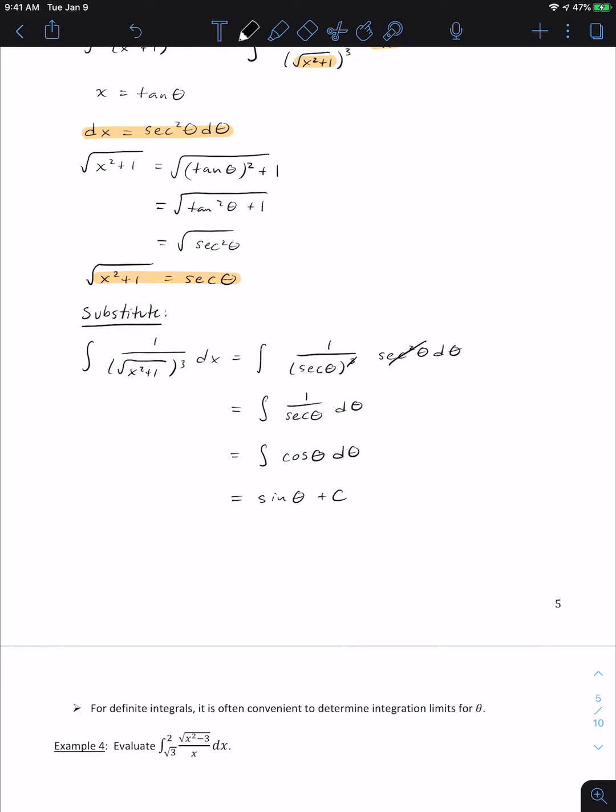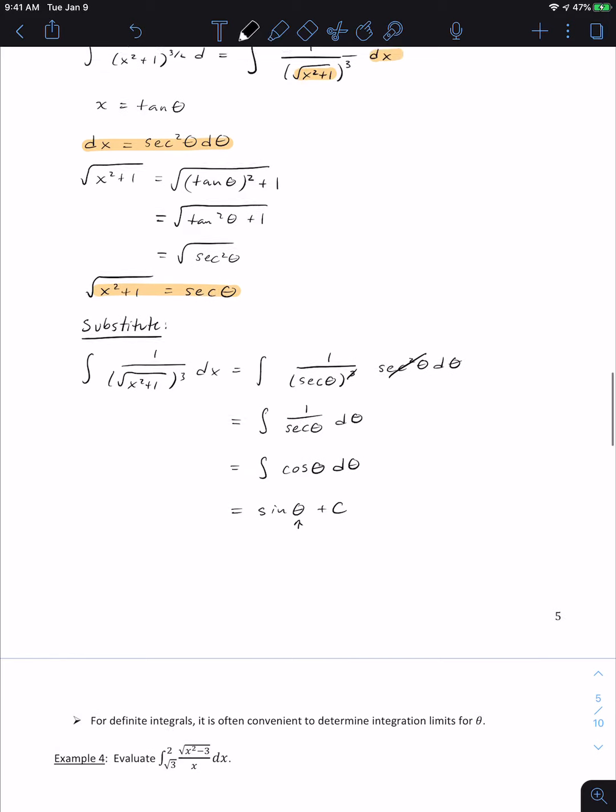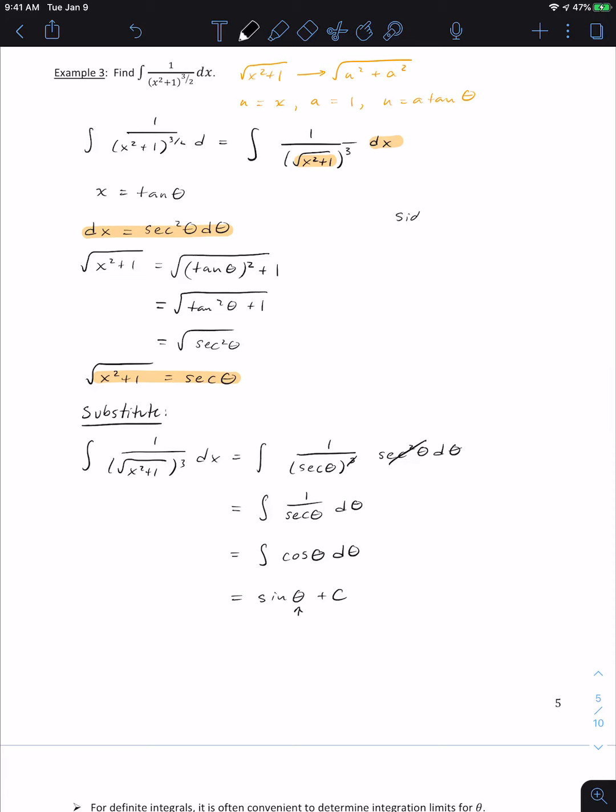But again, remember, we're not done because this is in terms of theta. So I need to replace that. Here's where we do our side work with our right triangle trig. We have x equals tangent theta, so this means that x over 1 is equal to tangent theta. Remember, that's the trick when there's nothing to divide there. So remember, this is opposite over adjacent.